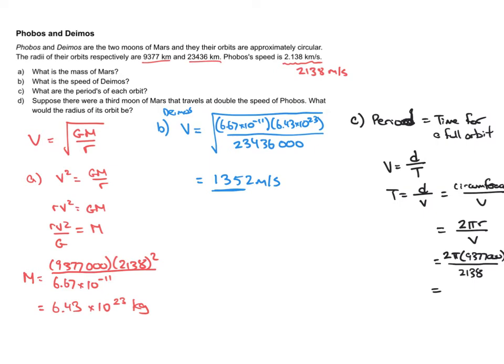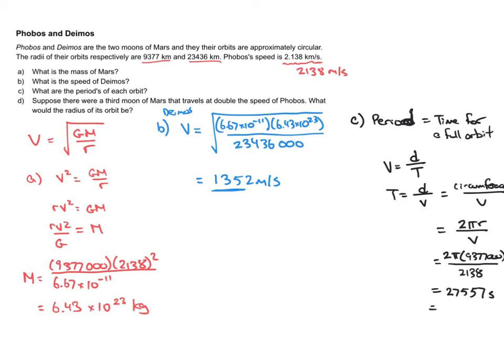Okay, so for Phobos, I'm getting a period of 27,557. So what would the units of this be? So period is a time, so I need some time units here. So I used meters for radius, I used meters per second for speed. So this time is going to end up being in seconds.